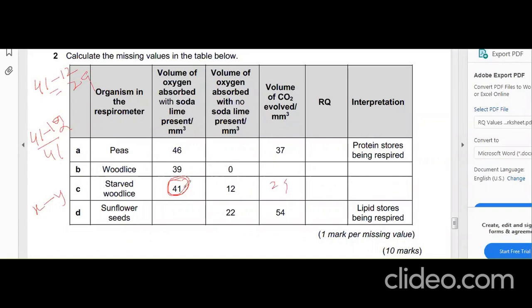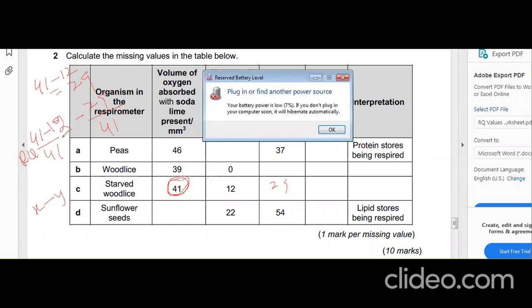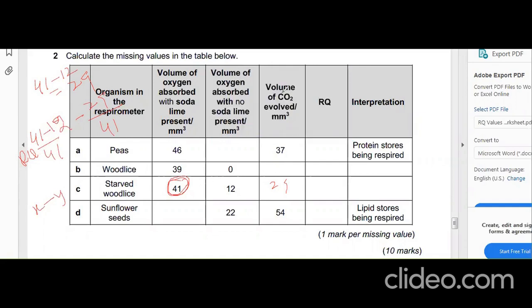The RQ value you can find by using this formula: 41 minus 12 divided by 41, which means 29 divided by 41. That is the volume of carbon dioxide evolved divided by 41. It will give you the RQ value for that. Is it okay? The same you can also do by the same formula, using the volume of oxygen absorbed in the presence of soda lime.